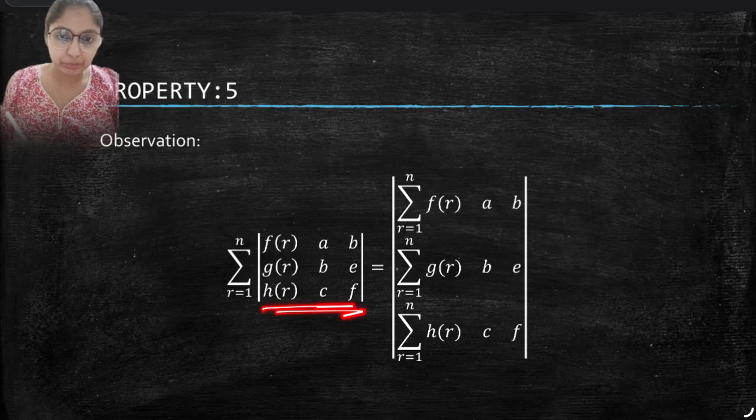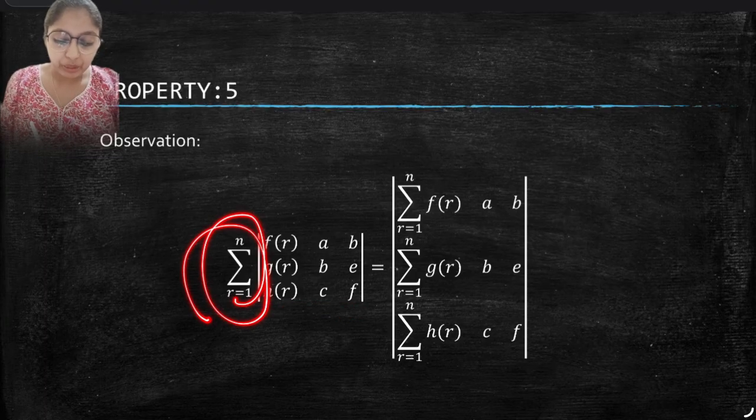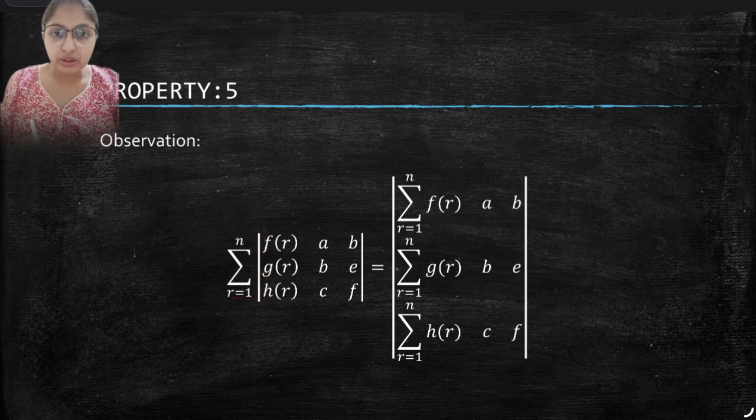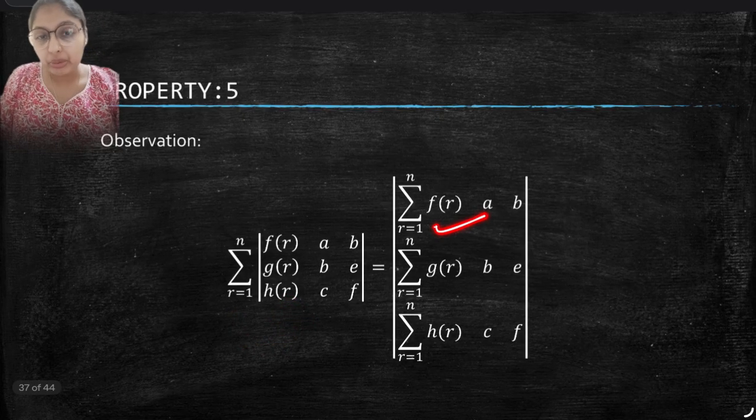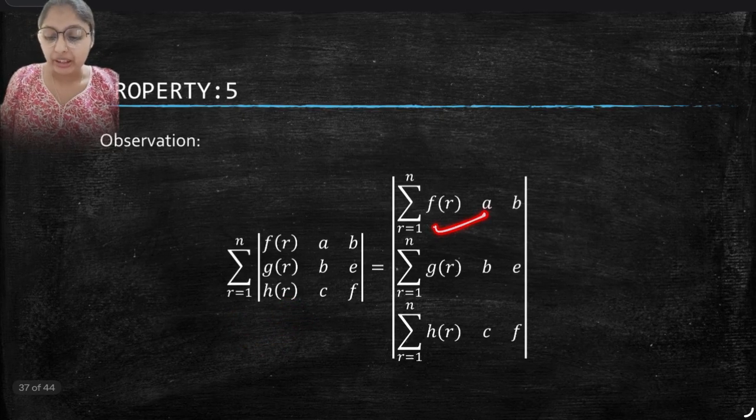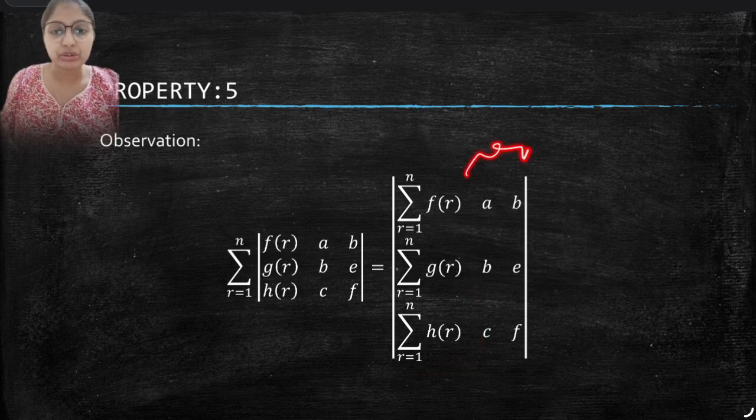Suppose we have this determinant, and outside we have sigma. We know that this sigma can go inside in any row and any column. We will take that row or column in which we have the variable. This sigma is for r equal to 1 to n. In whichever row or column we have the function of r, we will take it there. So this sigma we will take into column 1. My column 1 will be sigma r equal to 1 to n of f of r, and likewise the remaining two terms. The other two columns will be unchanged.